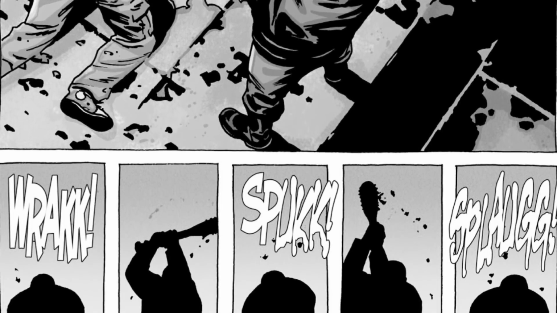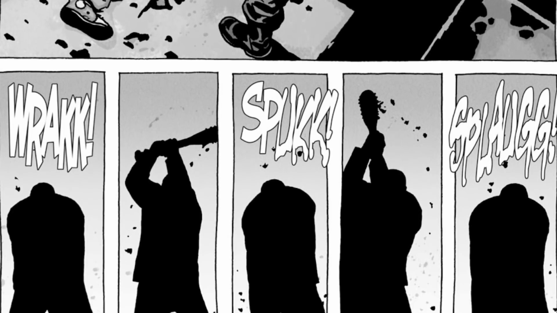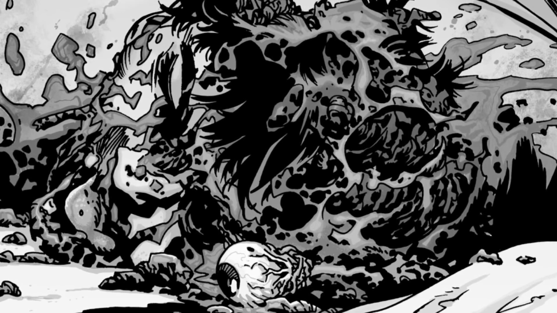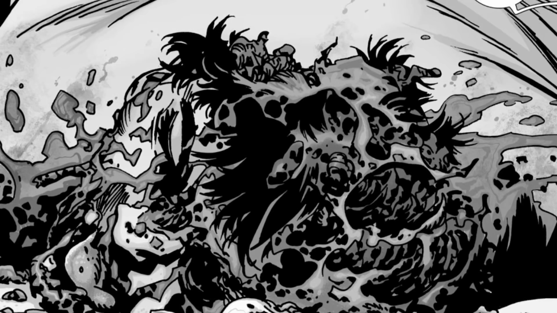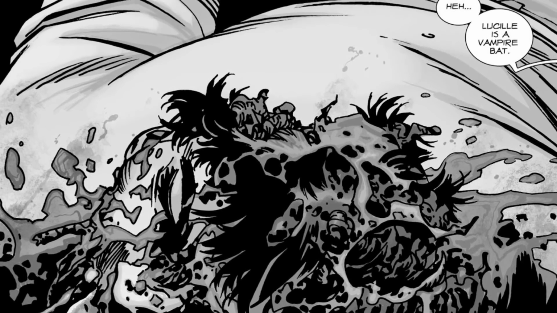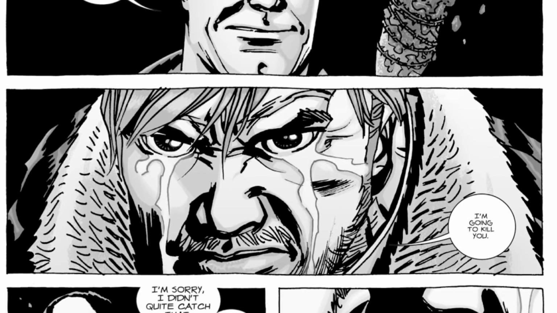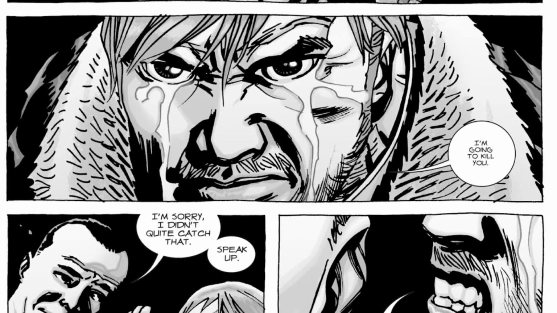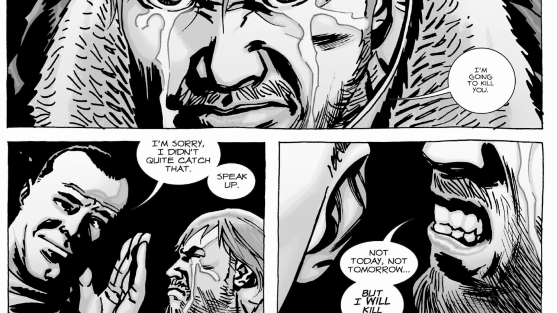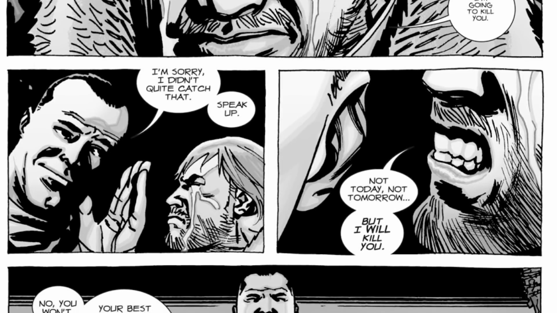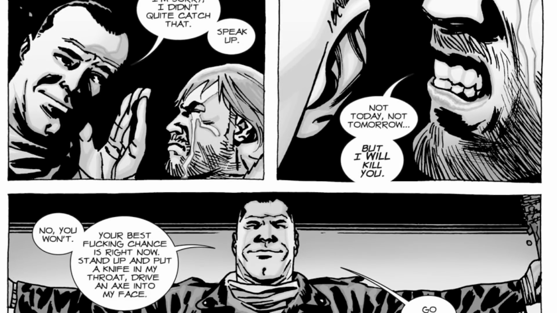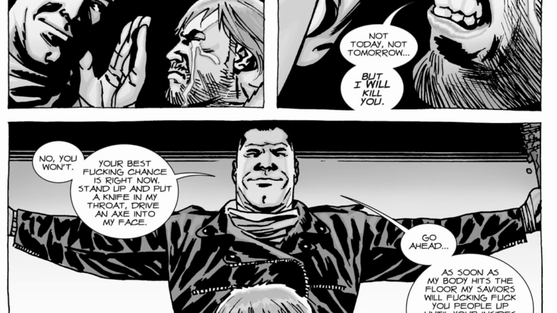He proceeds to bash Glenn's already destroyed skull with the bat over and over, and when he finally stops, he laughs at Glenn's completely obliterated head and brains on the ground, saying that Lucille is a vampire bat. Rick tells Negan that he's going to kill him with tears streaming down his face, and Negan leans in and gets him to repeat it before standing open-armed in front of him, saying that Rick's best chance to kill him is right now, that he could drive a knife or axe into him before his men could even stop him.